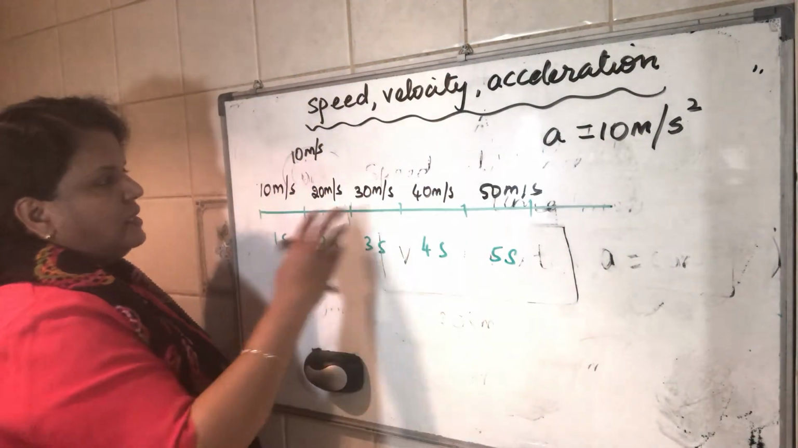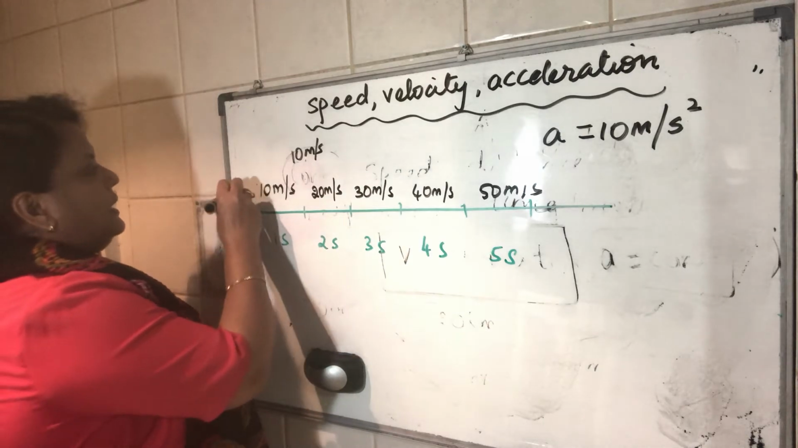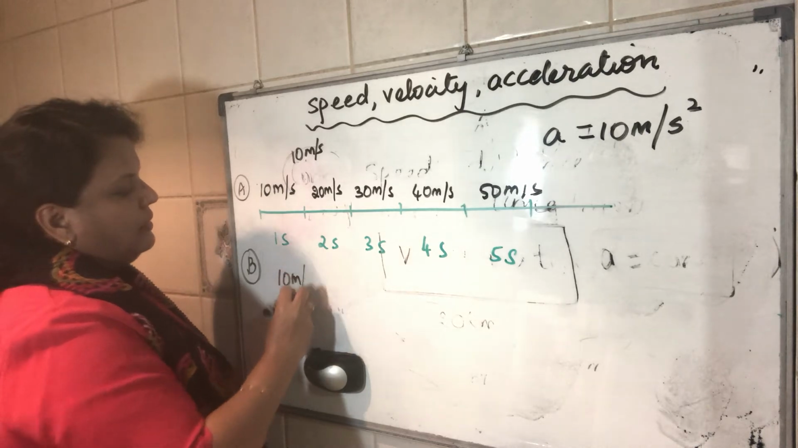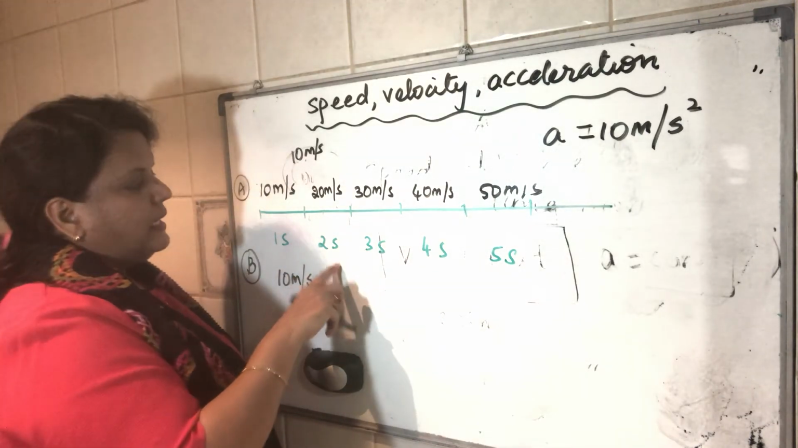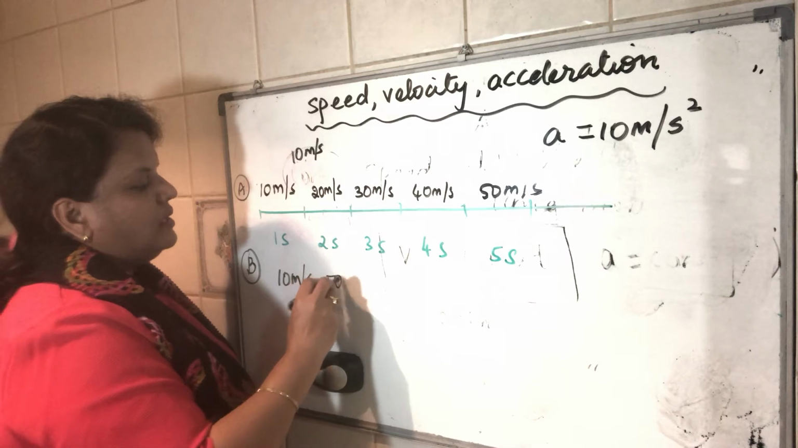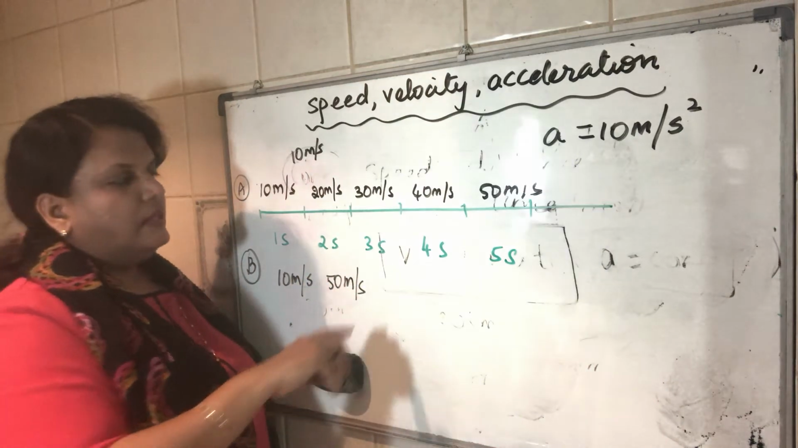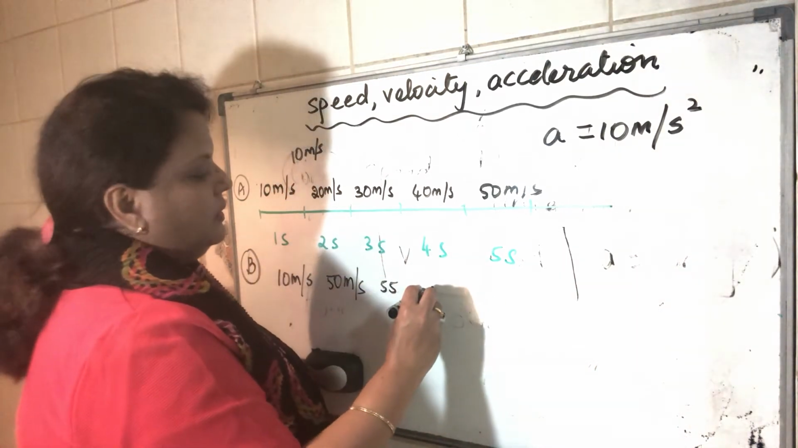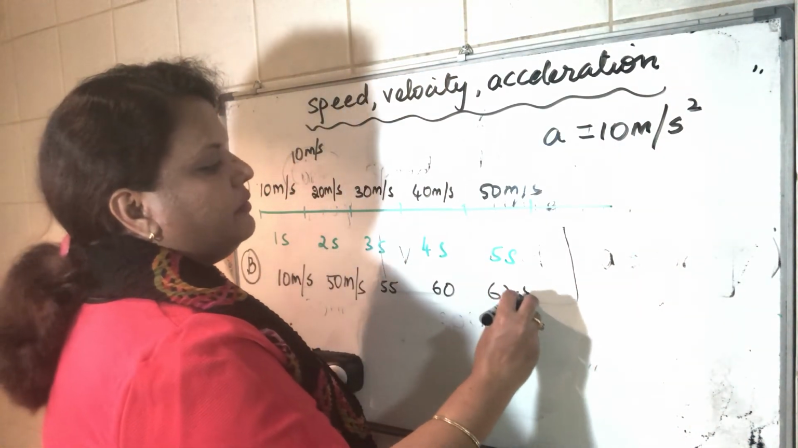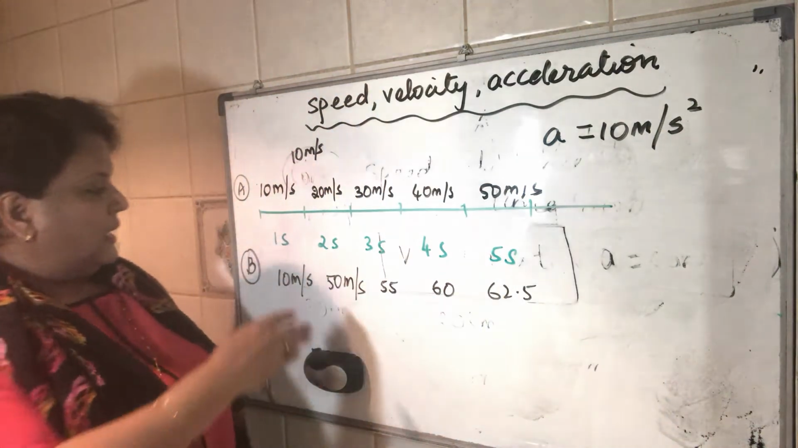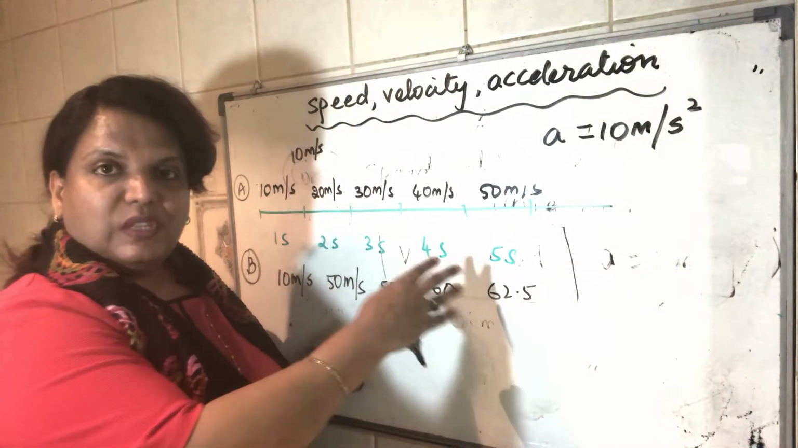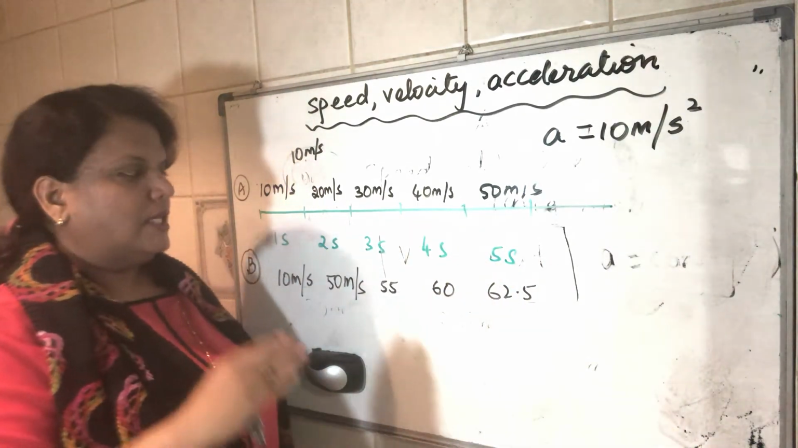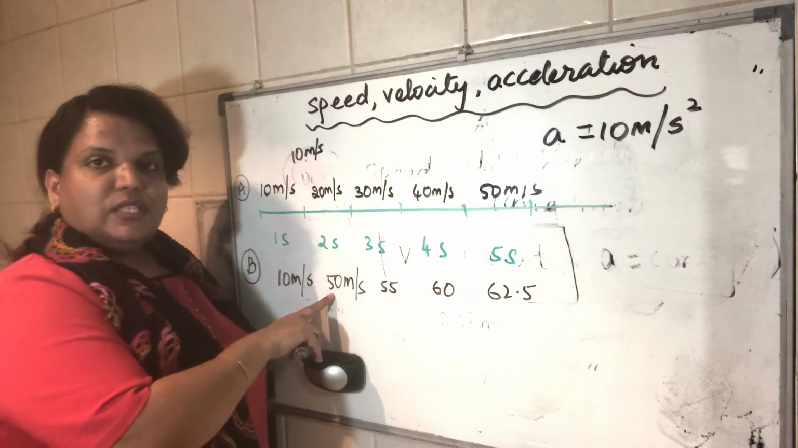Now say another situation, this is object A, another object. It starts with the same speed, 10 meters per second, right? Then the second second it jumps to, say, 50 meters per second. Then the third second it goes to 55, then probably 60, then 62.5, like random. But is there any increase in the speed throughout? Yes, there is. For all these 5 seconds the object's speed is increasing, but is it increasing uniformly?